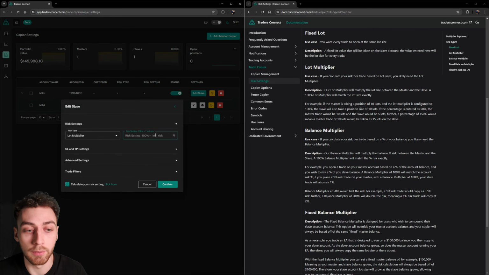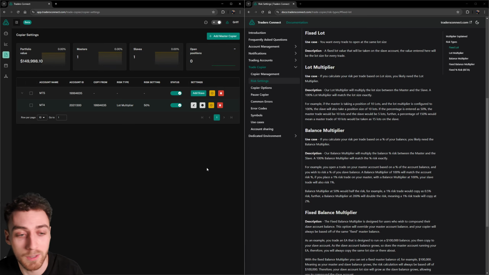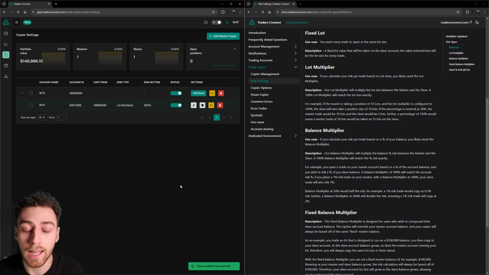So I can put a 50% lot multiplier, and now the slave account will enter with half the master's lot size every time. If the master opens 1 lot, the slave will open half a lot. If the master opens 2.5 lots, the slave will open 1.25 lots. And you can also do a multiplier bigger than 100%. Some people ask, can I use a multiplier bigger than 100%? Absolutely. You can put a 200% lot multiplier, and now your slave account will enter double your master lot size every time. I think you're getting the picture here.